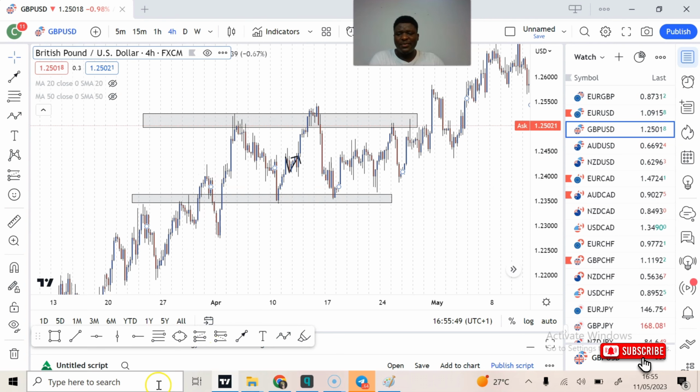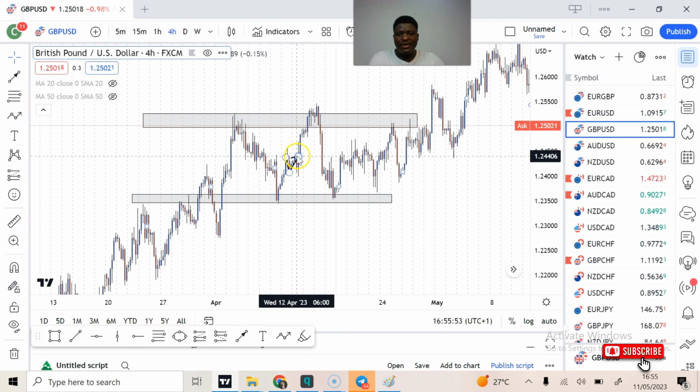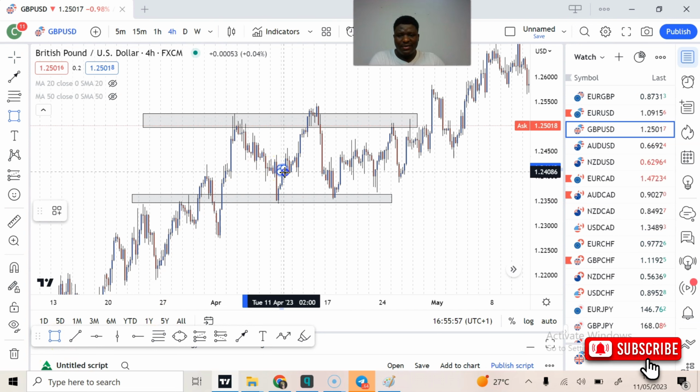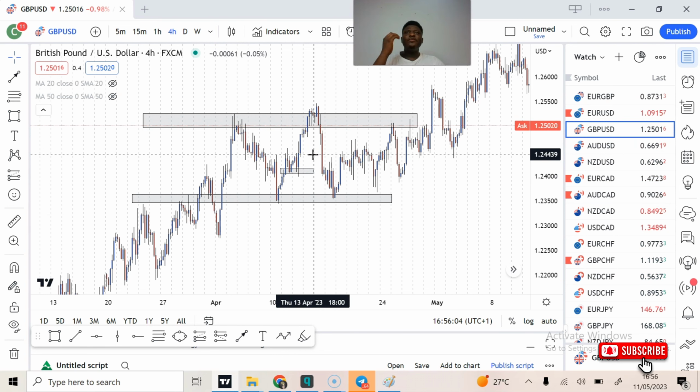Because what I see most people do is, once the market has done this little retracement here, they come here and mark it as a support. They say, okay, this place right here is a support. Yes, it's a support, but it is a minor support. It is not enough to make a trading decision based on a minor support. Your trading decision should be based on major support levels.